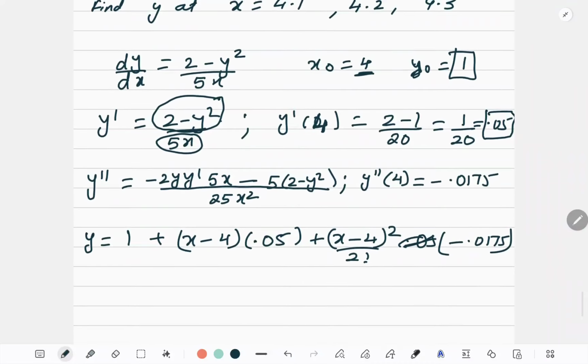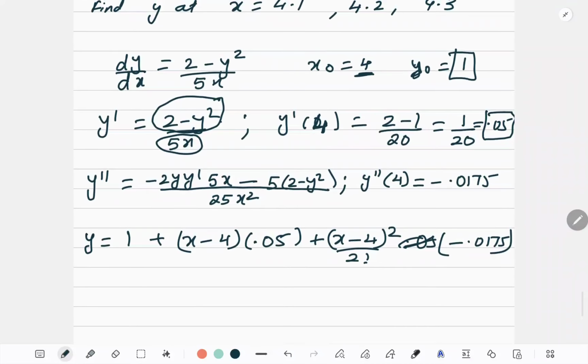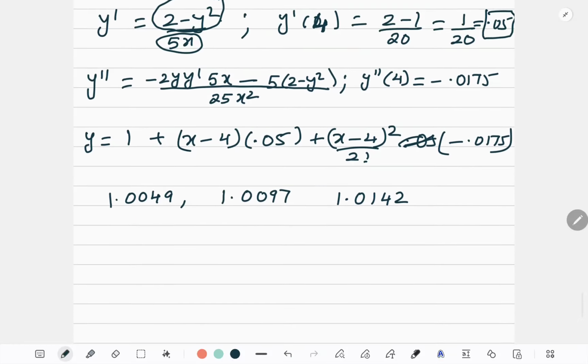Now I have to find out the value at 4.1, 4.2, 4.3. So substitute x is equal to 4.1, 4.2 and 4.3. So you will get 1.0049, 1.0097, 1.0142. So this is how you have to do the questions. The questions are very easy. Only you have to take care of the differentiation and try to ignore the silly mistakes. You should avoid the silly mistakes.